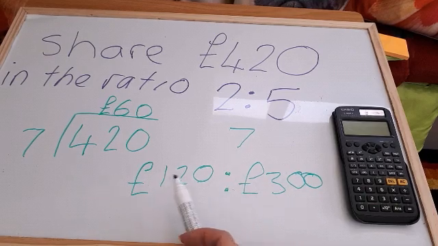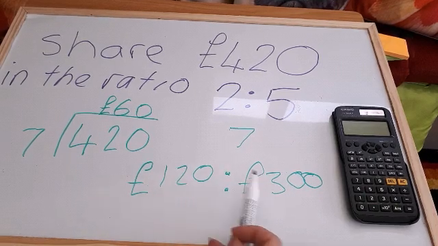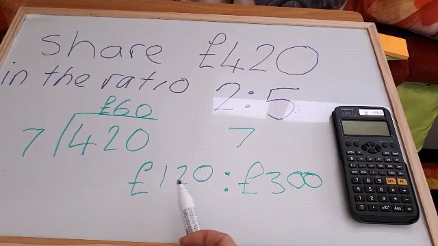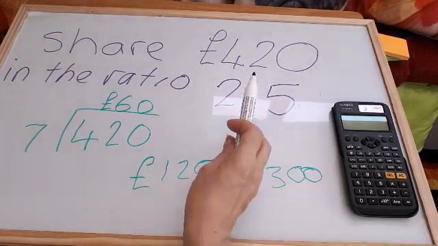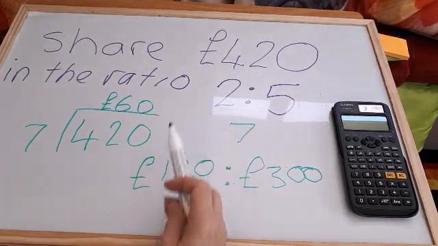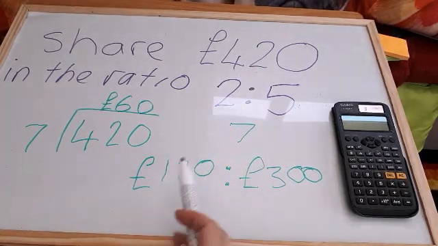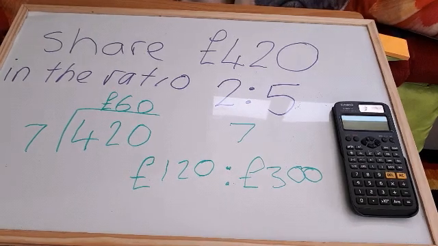We can do a check by adding the 120 to the 300, and that gives us altogether £420, which is the amount that we started with. So we know that we've done this ratio calculation correctly.